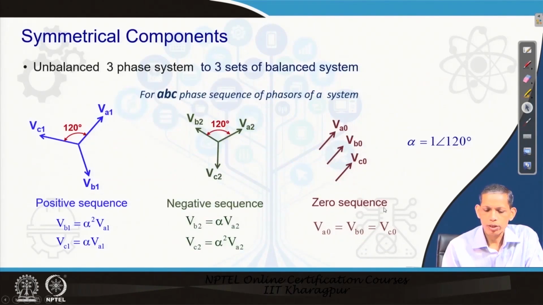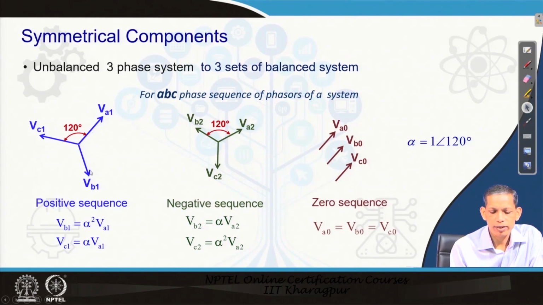So, in summary, we can summarize the symmetrical components positive, negative and zero like this: in positive sequence, VB1 equals alpha square VA1 and VC1 equals alpha VA1, and in case of negative sequence, VB2 equals alpha VA2 and VC2 equals alpha square VA2. If you see the component sequence, here it is ABC, here it is ACB, and there is no sequence among the zero sequence component.